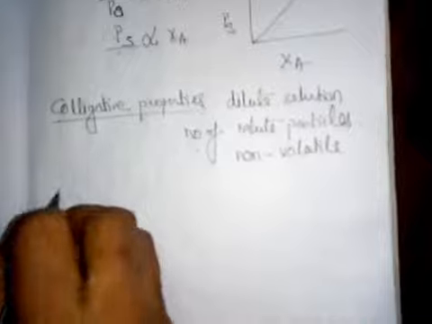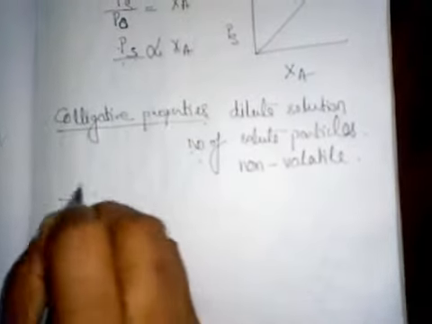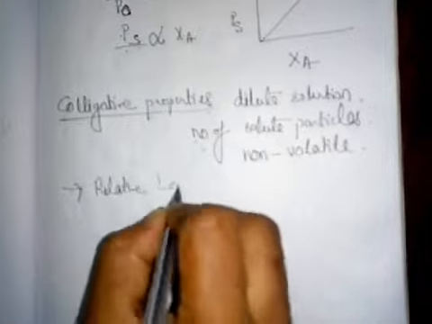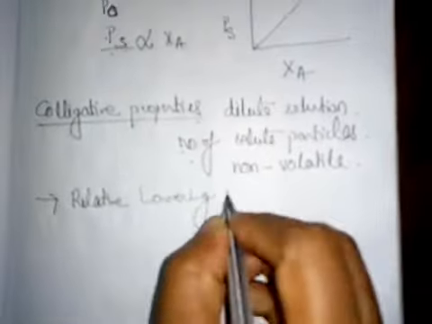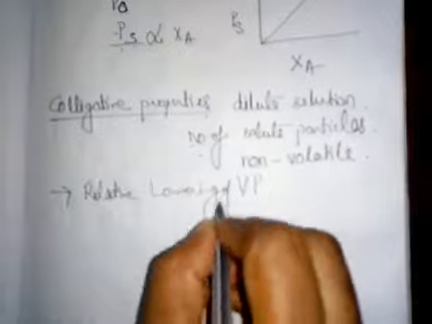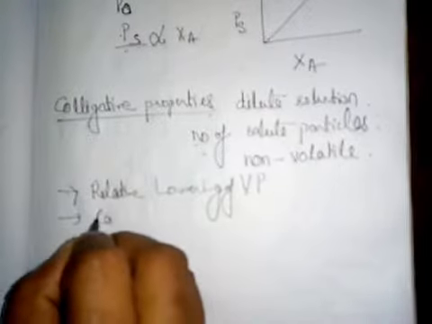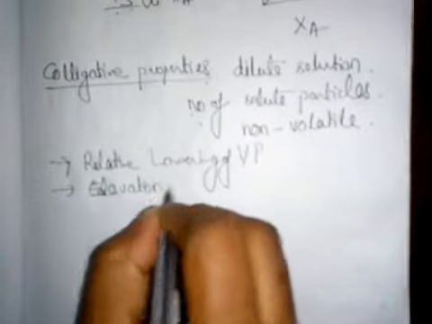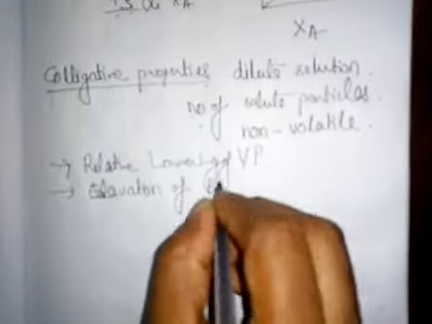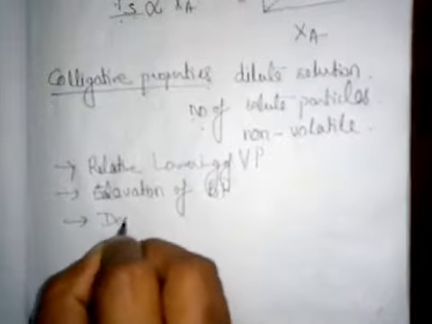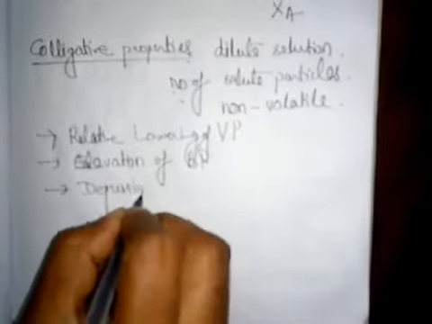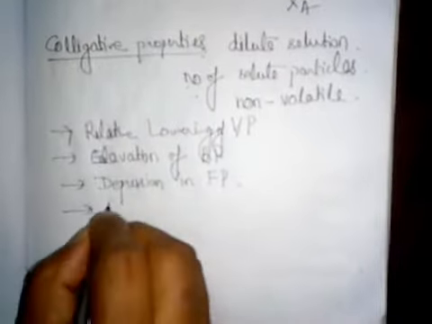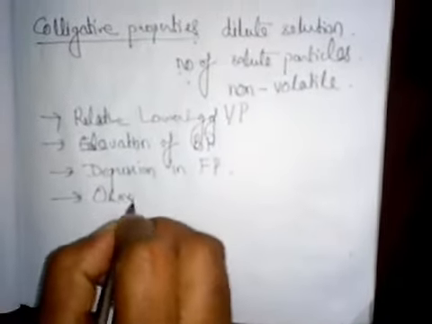Colligative properties are of four types. Number one, which we have just discussed, is relative lowering of vapor pressure. Second colligative property is elevation of boiling point. Third colligative property is depression in freezing point. Fourth colligative property is osmotic pressure.